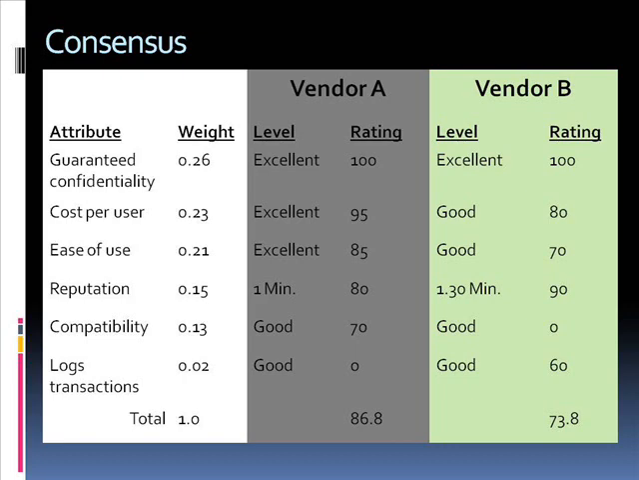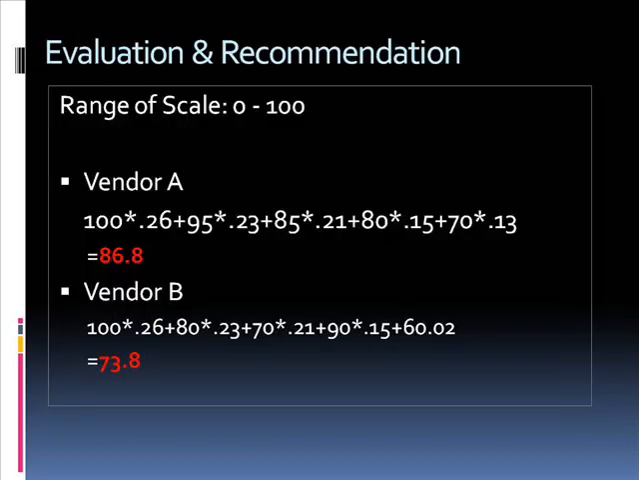As you can see in this table, both experts determine that guaranteed confidentiality, cost per user, and ease of use are the most important attributes to consider when selecting a vendor. Since both vendors maintain an excellent level of guaranteeing confidentiality, the weight of cost per user and ease of use attributes in Vendor A leads us to believe that Vendor A meets the needs of our organization greater than does Vendor B.